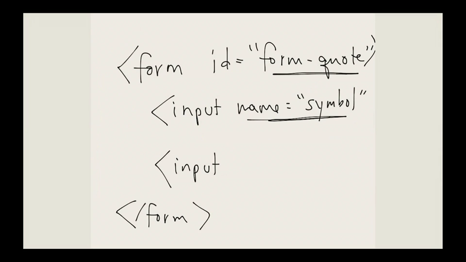Yes, Ella. Quick question. What's the difference between an ID and a class? An ID and a class. So what is a class? A class is used for styling purposes. An ID is used for what it sounds like, uniquely identifying a particular element. So within an HTML page, you can only have one element with a particular ID. So there is only one form with the ID form-quote.